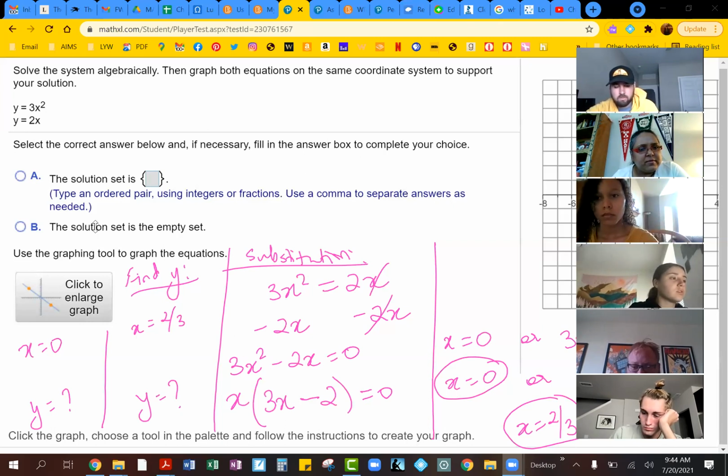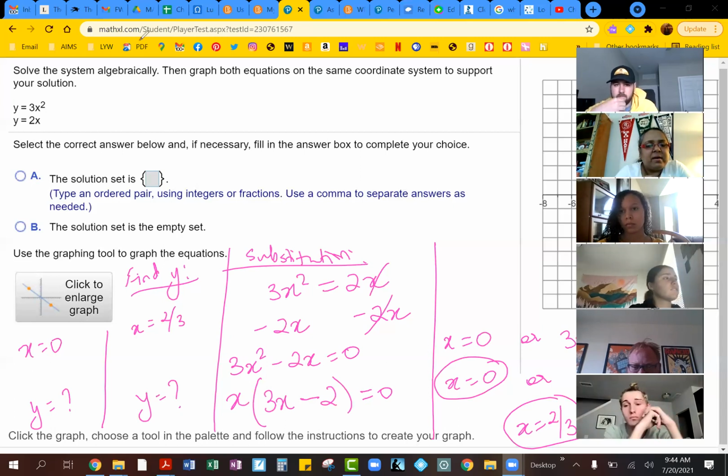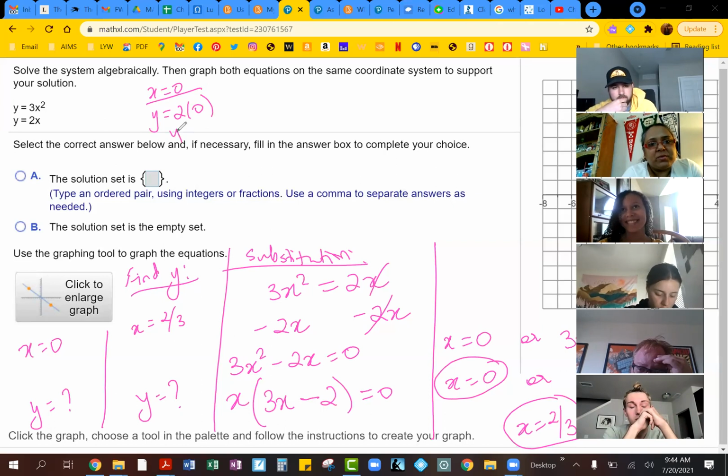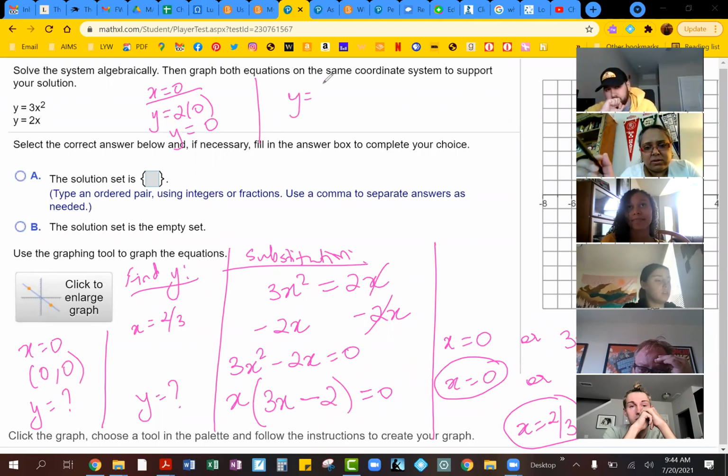So let's see, I've got Kayla, Colton, Elias, Sarah, Zach, Suhani. Alrighty. So yeah, since we know that our equations are y equals 3x squared or y equals 2x, you can use any one of them or both of them if you wanted to check. So if your x equals 0, then of course your y equals 2 times 0, which would just end up giving you 0. So that's where your ordered pair 0, 0 comes from. If you are doing y equals, let's see, what was our x value over here? 2/3.